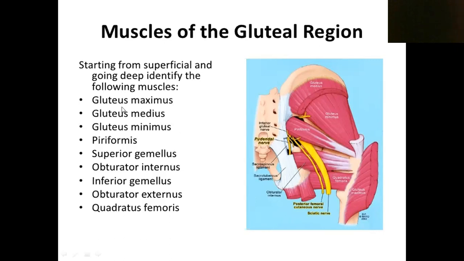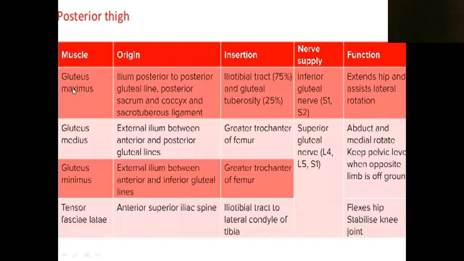First one is the gluteus maximus. It arises from the outer surface of the ilium posterior to the posterior gluteal line. Outer or external surface of the ilium posterior to the posterior gluteal line. Then the posterior surface of the sacrum, then the posterior surface of the coccyx and the sacrotuberous ligament.